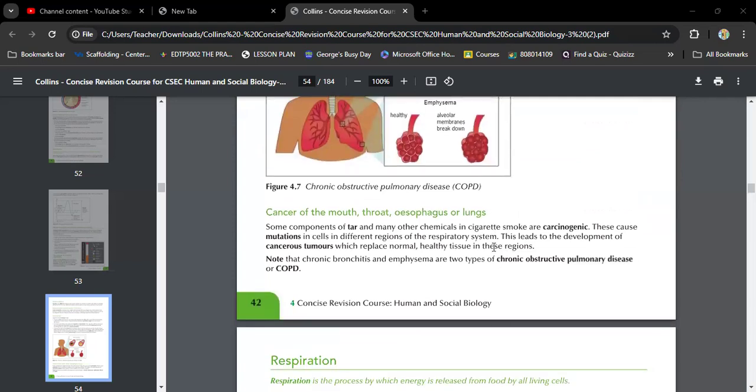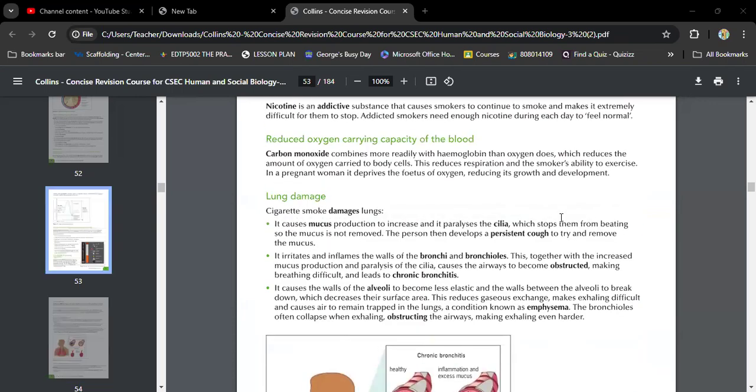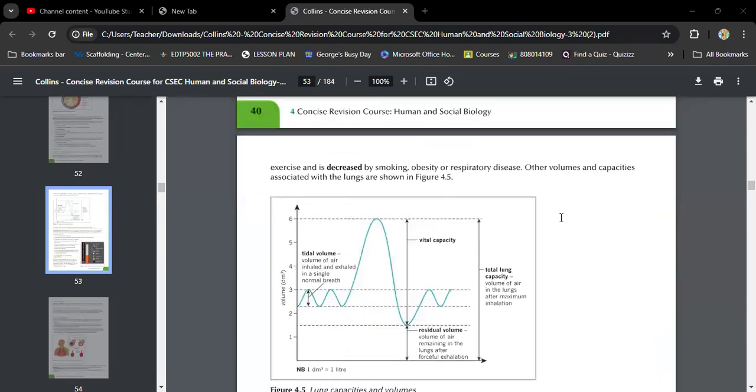Smoking also causes cancer of the mouth, throat, esophagus, and lungs. Some components of tar and many other chemicals in cigarette smoke are carcinogenic. These cause mutation in cells in different regions of the respiratory system. This leads to the development of cancerous tumors, right? So eventually, if somebody develops both chronic bronchitis and emphysema, right, they end up with what is known as chronic obstructive pulmonary disease, which is known as COPD. All right. So this is the biology behind breathing, right?